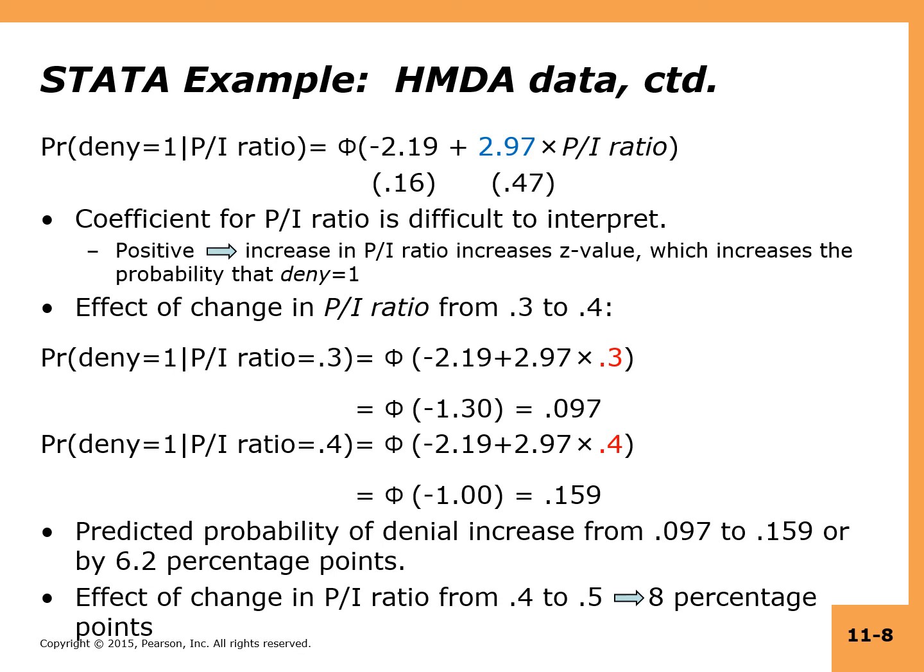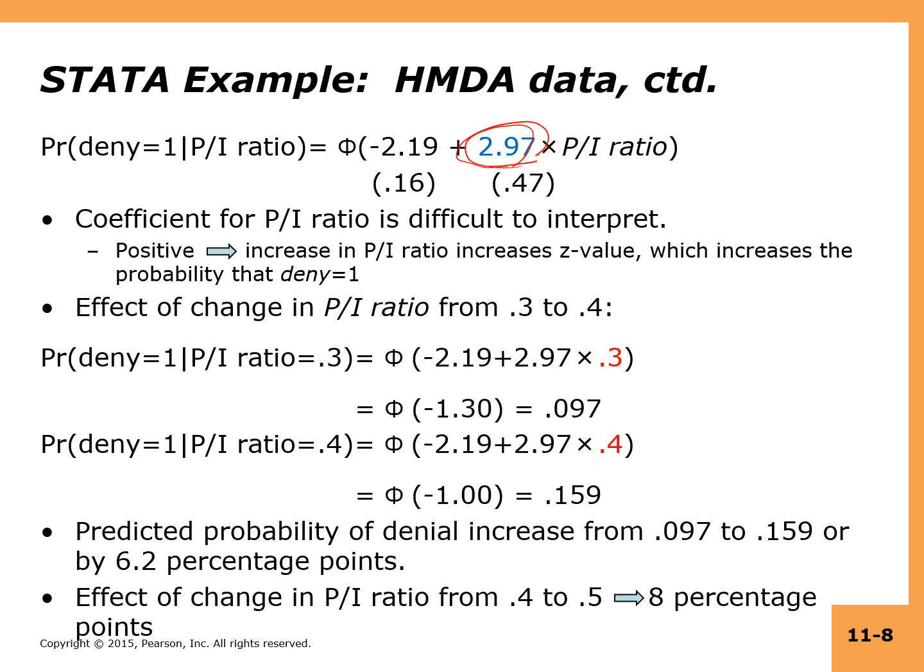So one of the disadvantages of using a Probit function is that the coefficients that you get from the Stata table are not easily interpretable. In our case, we got coefficients of negative 2.19 and 2.97 as coefficient for PI ratio, but from the coefficient, it's hard to tell what is the relationship between PI ratio and the probability of being denied because it's not a linear model.